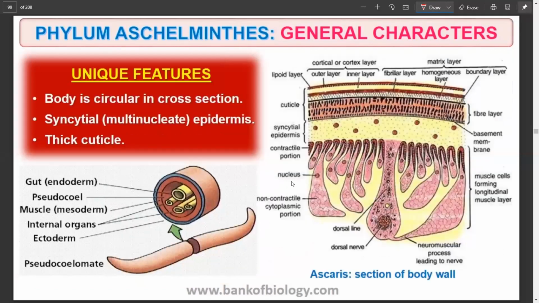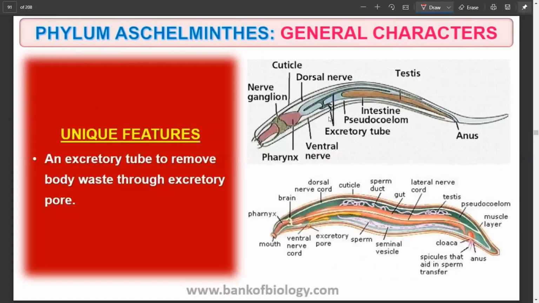When we talk about the body structure, again we see that there is no proper coelom here. The epidermis layer is in a multinucleate condition called syncytium, and there is a thick cuticle as an adaptation for these organisms. Now, there is an excretory tube here, and that excretory tube is helpful in the removal of waste material.